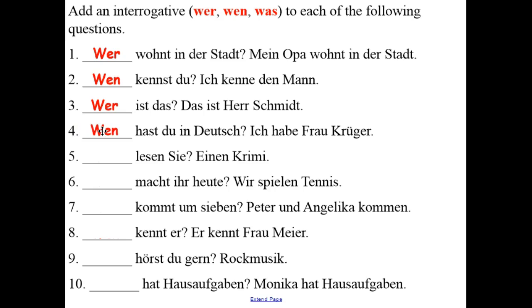4. Wen hast du in Deutsch? Ich habe Frau Krüger. Whom do you have in German? I have Mrs. Krüger. I have, whom do I have, is the direct object Frau Krüger, so the interrogative wen.